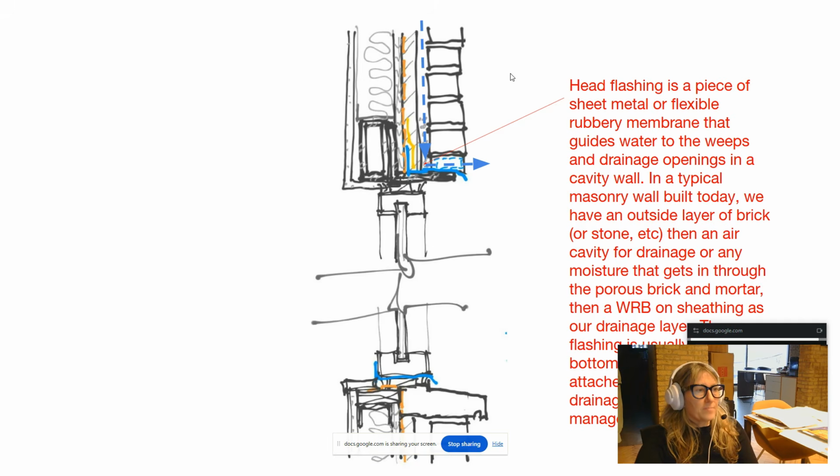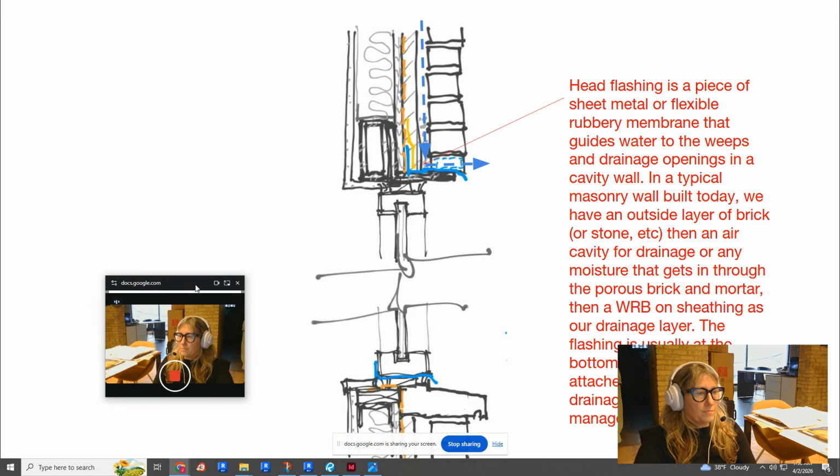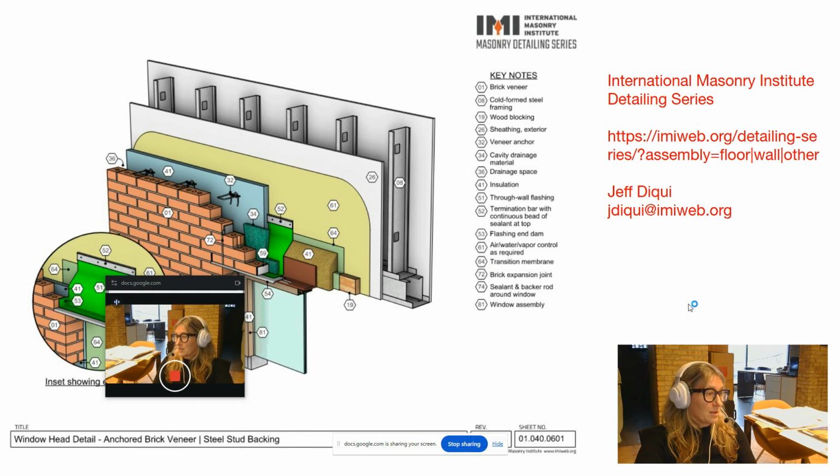So this is pretty critical. You want to tie this into your water resistant barrier or air barrier or whatever is keeping the wet outside from the dry inside. So that's kind of what we're showing here. It's usually at the bottom of your cavity, attached to the face of your drainage layer, whatever that happens to be. So it obviously manages water. So that gives us our last answer.